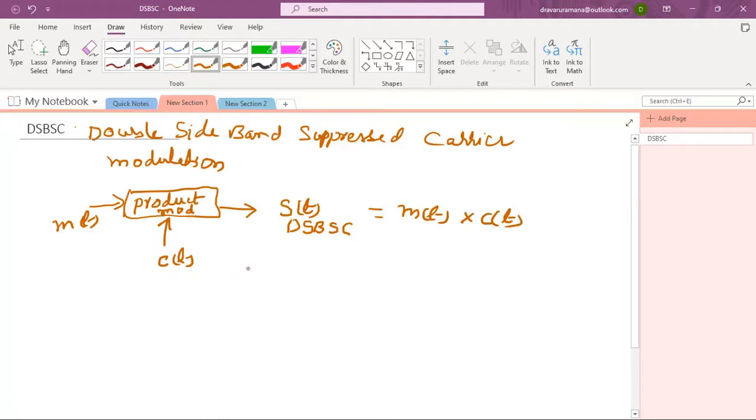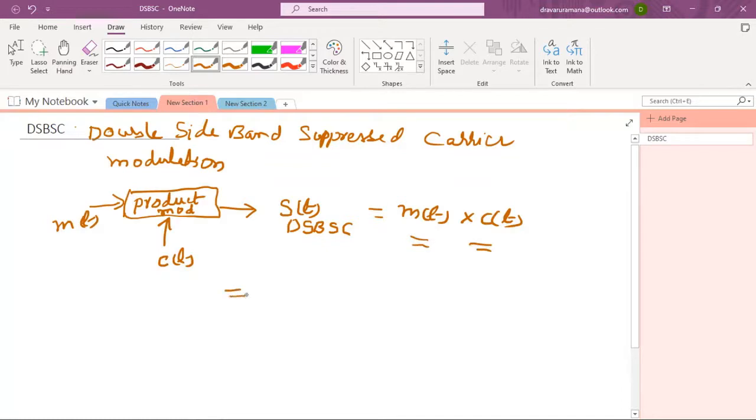The main advantage of DSBSC is power saving. Since carrier is suppressed, carrier power is saved when compared with the amplitude modulation. So here it contains two sidebands, whereas in amplitude modulation, we have carrier, upper sideband and lower sideband. Carrier does not contain any information, therefore we are suppressing the carrier and transmitting only upper sideband and lower sideband. It is obtained by multiplying message signal with the carrier signal.